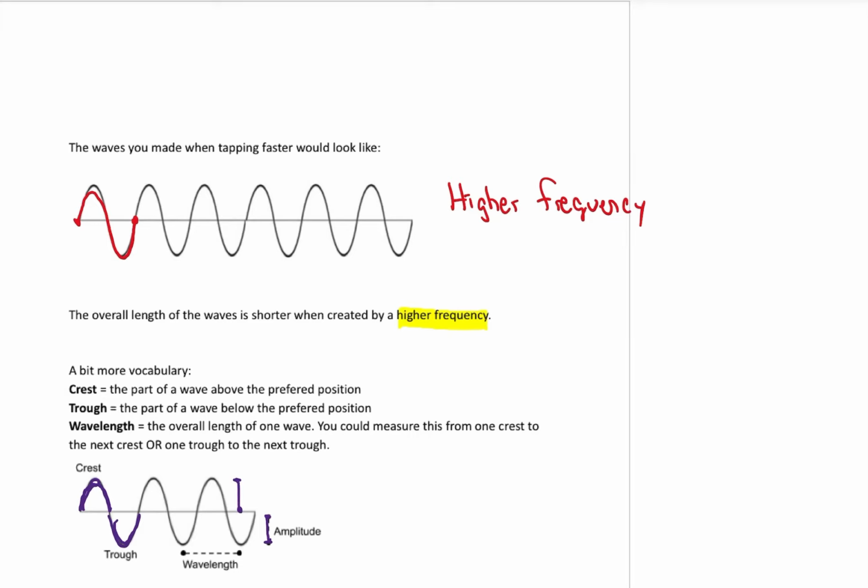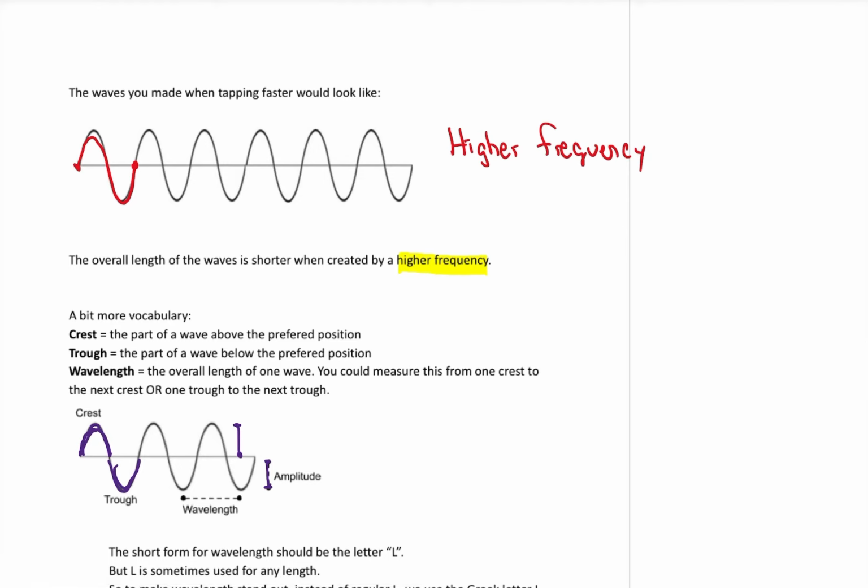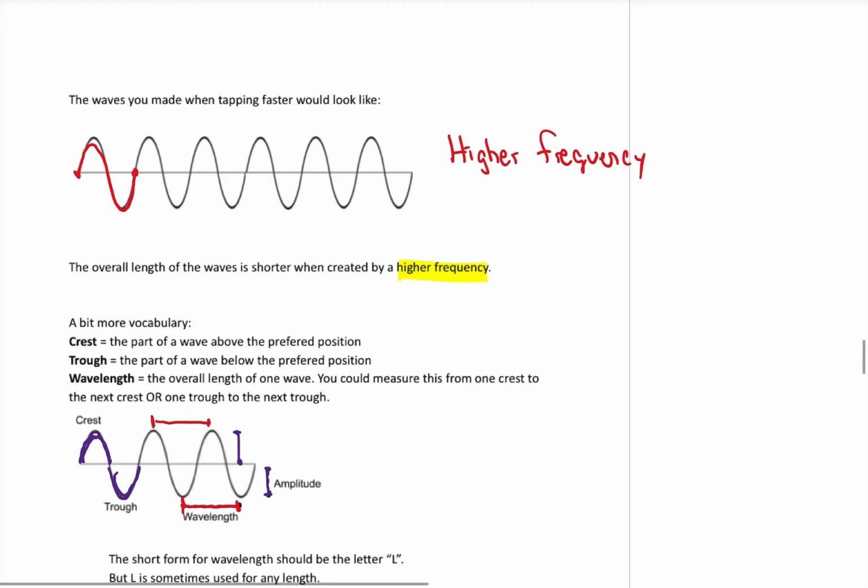Those are both amplitudes. And our new word: if we measure the length from the start of a crest all the way to the end of a trough, so this distance down here all the way to there, we're going to call that a wavelength. The exact same distance would be the top of a crest to the top of a crest. All those distances that I labeled in red are exactly the same, and those are what we would call the wavelength of our wave.